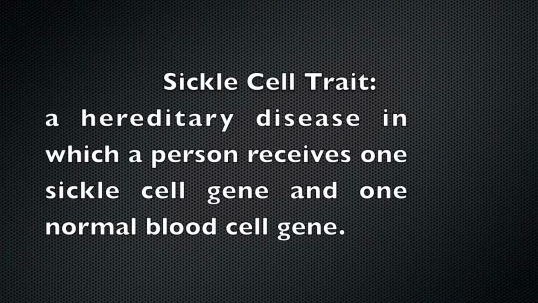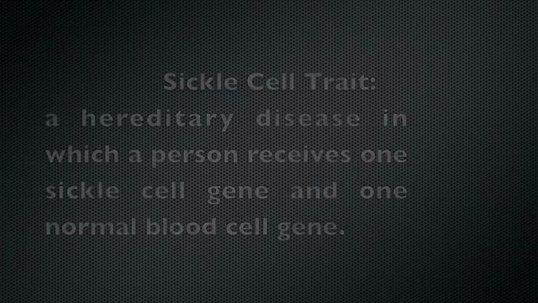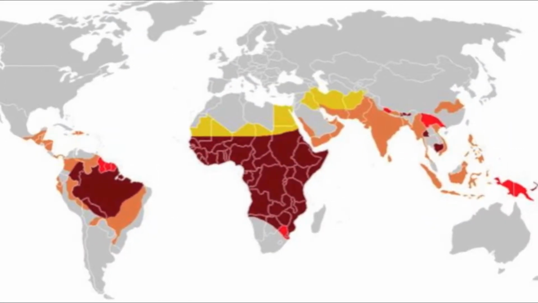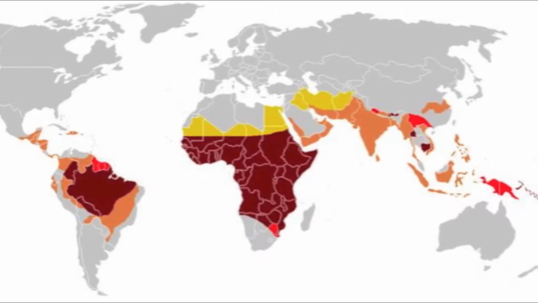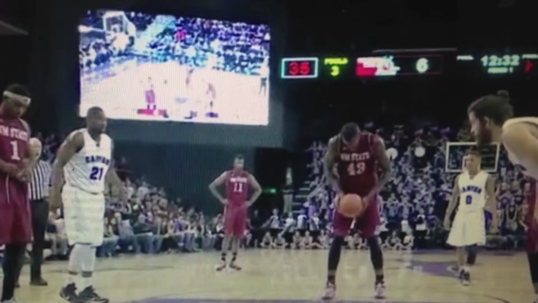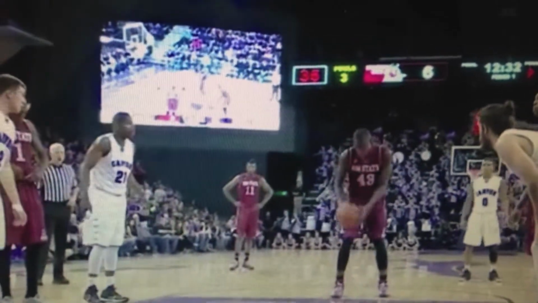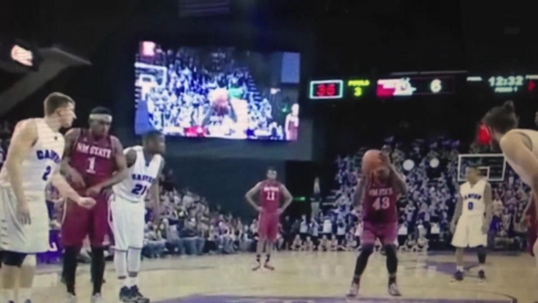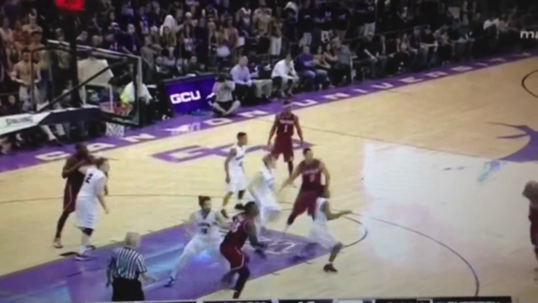Sickle cell trait is a hereditary disease in which a person receives one sickle cell gene and one normal blood cell gene. Sickle cell trait is common amongst individuals who come from areas where malaria is widespread. It has been found that this trait occurs in 1 in 12 African Americans. Though not extremely common, this disease becomes of particular concern in athletics, as it is one of the 4 leading causes of death in non-traumatic athletic death.